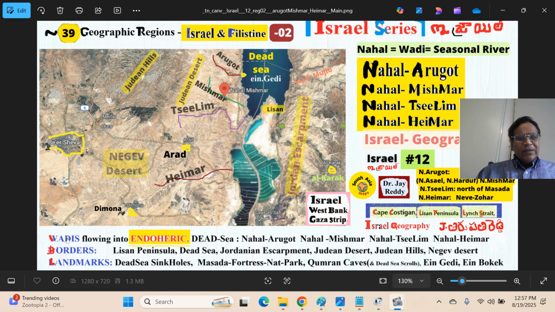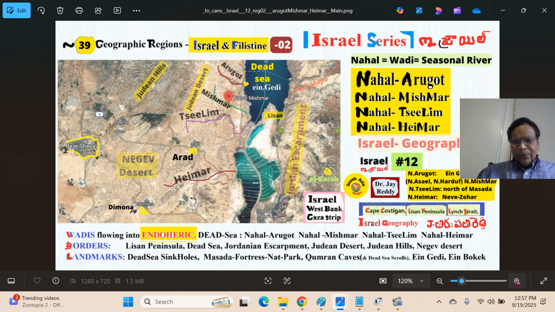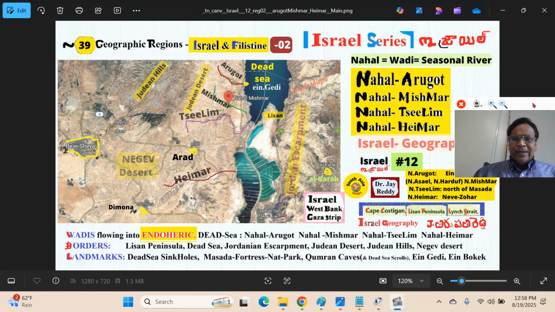The wadis are flowing into an endorheic region. Endorheic means it is not an open ocean or sea or a bay. The Dead Sea is essentially an inland salt lake. It is also one of the lowest points on planet Earth, around 400 meters below sea level. Gaza town, Tel Aviv, Haifa, and so on are only about 5-6 meters above mean sea level, while this is around 400 meters below mean sea level.